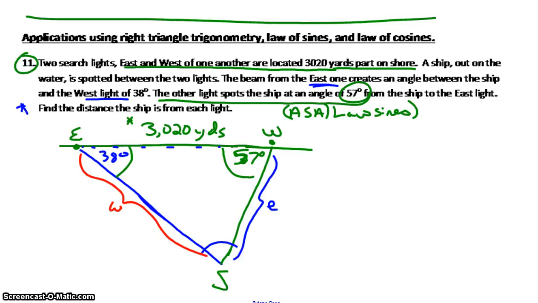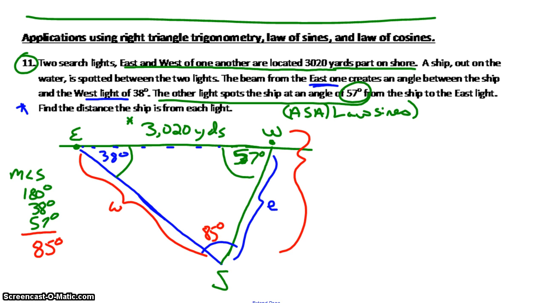We can simply find the measure of angle S by taking 180 degrees and subtracting our two given angles. With that, I end up with an 85-degree angle found here. So I am ready to begin my law of sines. Let's solve for the west one. So let's solve for W.